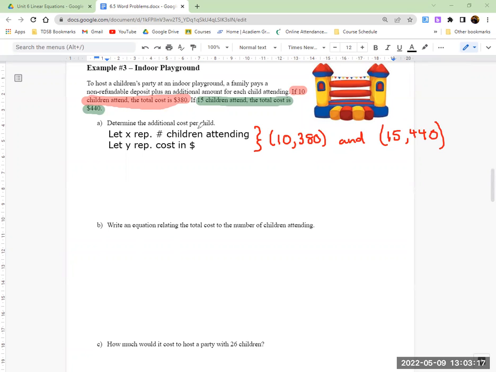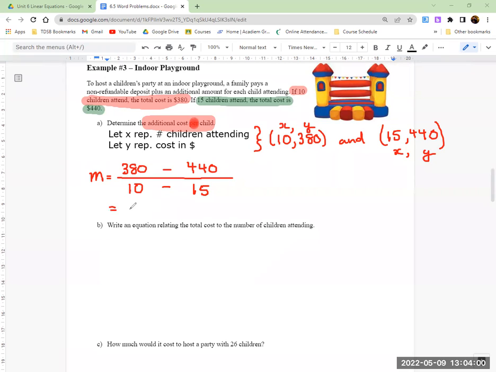Yeah, and look what they're asking. They're asking, determine the cost per child. Keyword, per. They're asking for slope. 380, so Y is on top, X is on the bottom. Yes, Andrew? Oh no, sorry, this is XY. It's a coordinate. Yeah, I know. Now that I see it, because we were working with thousands before, I totally get it. So that's actually X and Y.